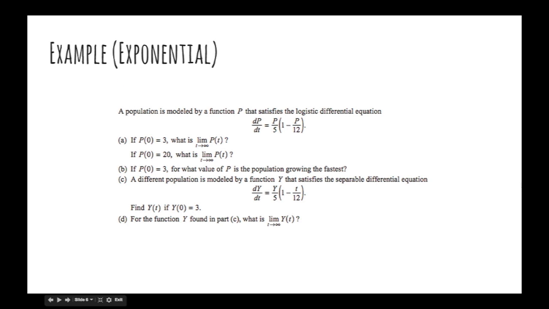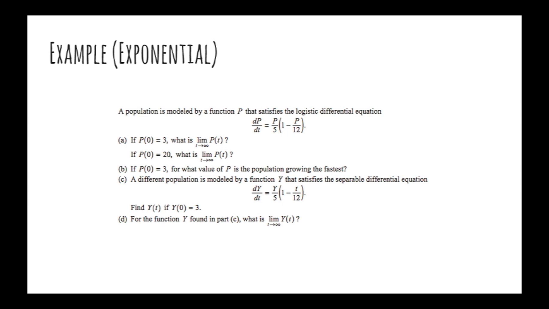Okay, so here's our example for exponential. So the problem states, a population is modeled by a function p that satisfies the logistic differential equation. Okay, so based on that question, we already know that we'll have to use the logistic formula, which is dp over dt equals kp times 1 minus p over m, which is already given in the formula, so we could use that too.